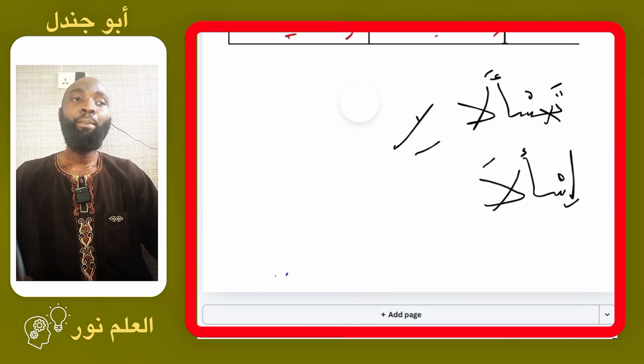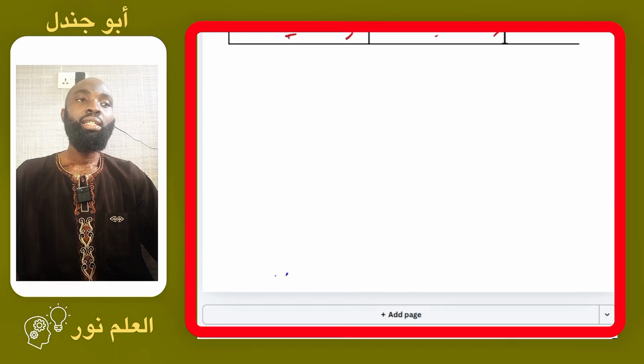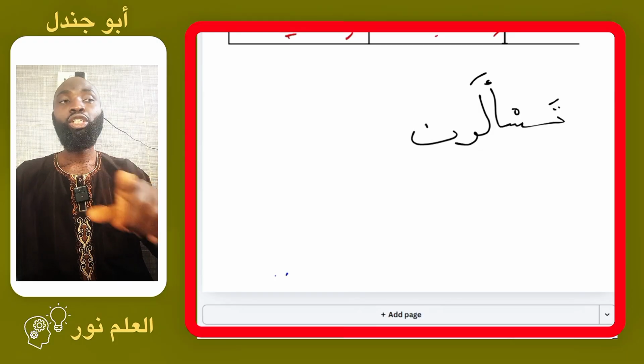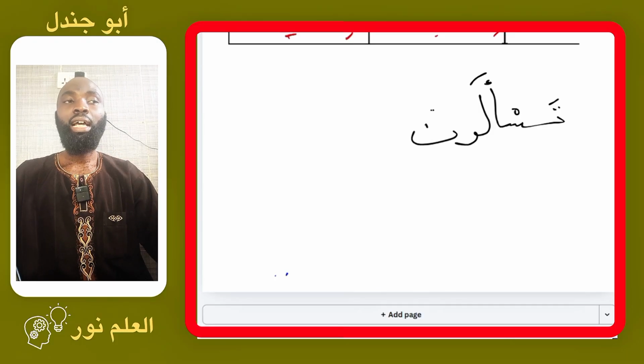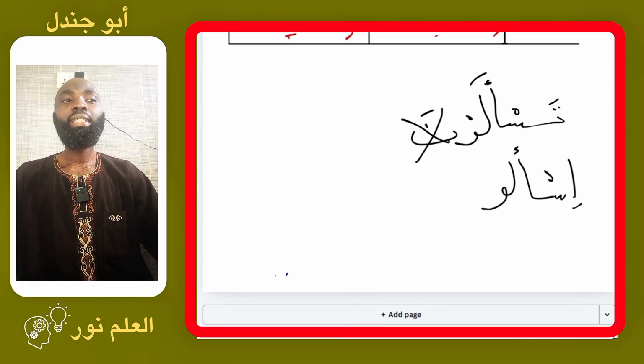Now, if there are many males, the word would have been tas'aluna. This is for the present tense, tas'aluna. You are telling them that you all are asking. Tas'aluna. But now you can see that it is ending with noon after waw. So you remove the noon and replace the ta with hamza. It will give you is'a, then lu, is'alu, then we end it with alif, is'alū. All of you should ask.